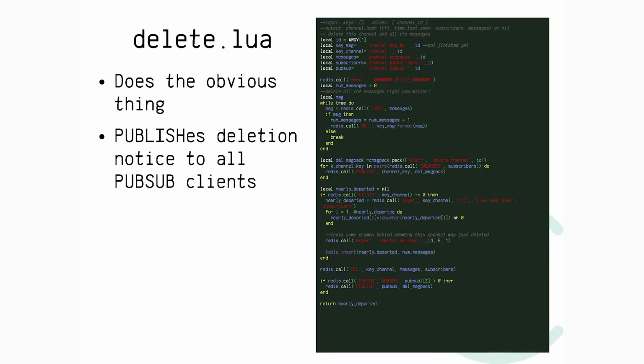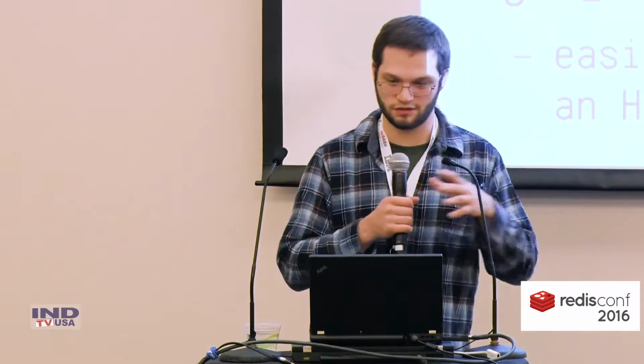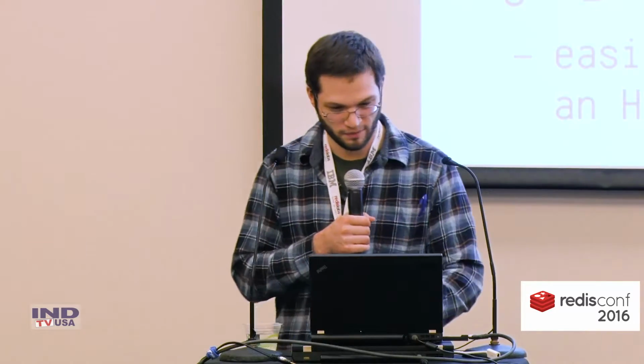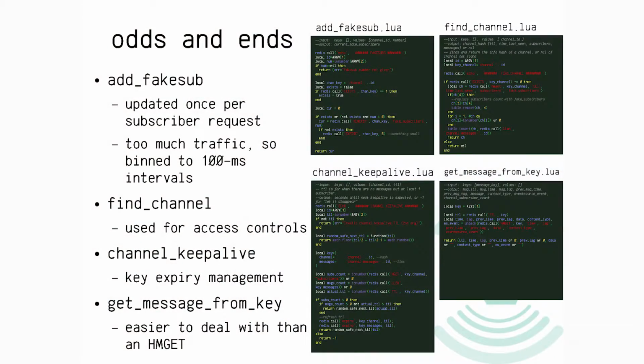So there's a delete channel script, which deletes channels and all its associated keys, and also sends a pub/sub notification. And there are a bunch of odds and ends that optimize stuff. Not terribly important.